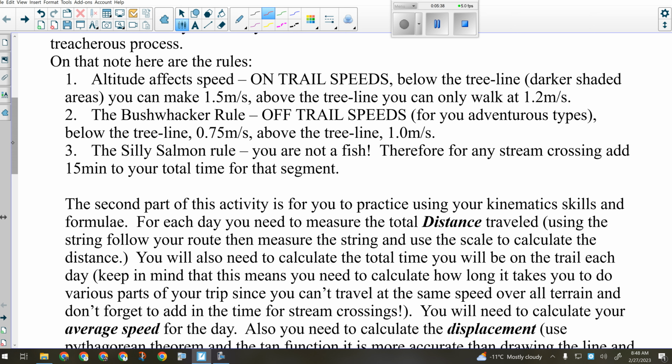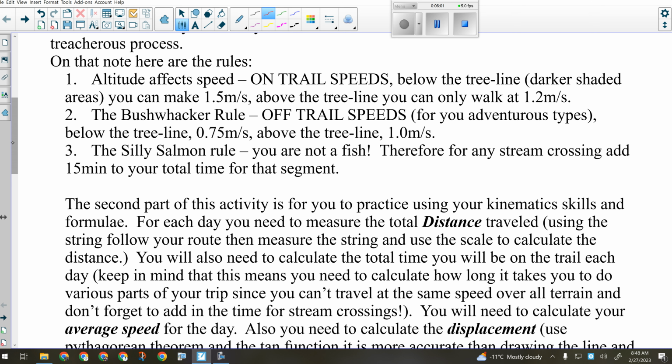Okay, so if you are below the tree line and on a trail, so on a dotted line, you can walk at 1.5 meters per second. That's going to be an important number for you because you're going to use it to calculate the time that it takes you to walk. If you are above the tree line, you can only walk at 1.2 meters per second. Okay? Less oxygen, you go a little slower.